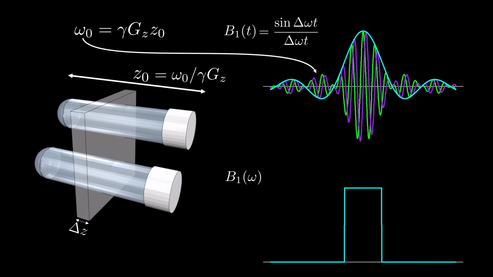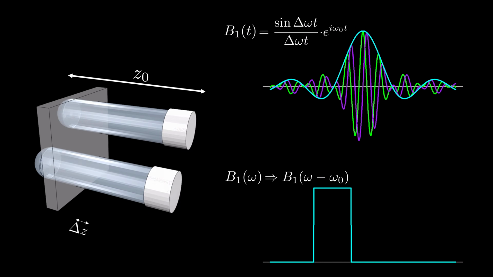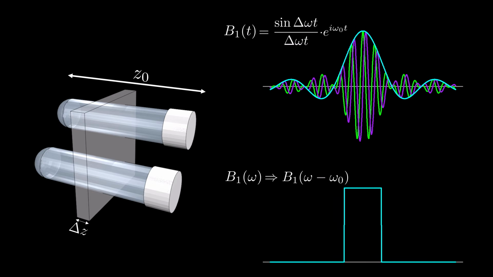So why does this work? Well, remember that multiplying a function by e^(i omega naught t) has the effect of shifting its Fourier transform over by omega naught. This is called the Fourier shift theorem, which you remember from our last adventure. So higher or lower carrier frequencies effectively shift our slice location to locations within the gradient of higher or lower magnetic field. And that, my friends, is slice selection.